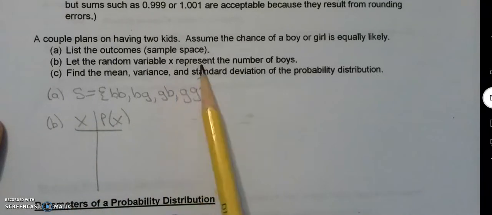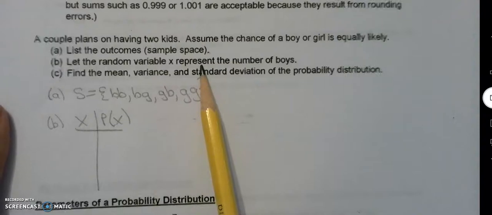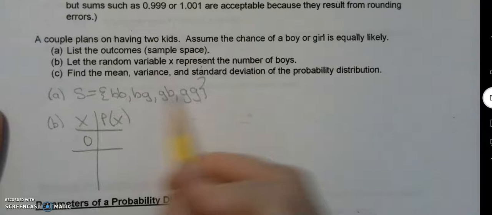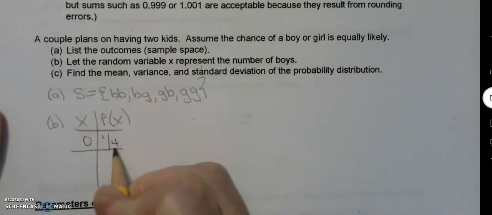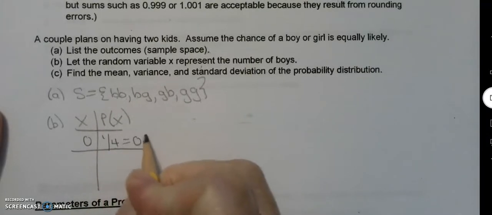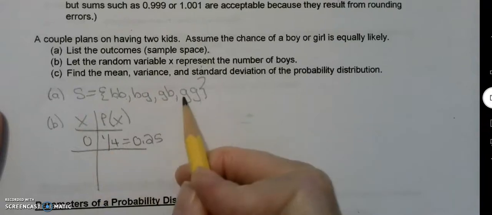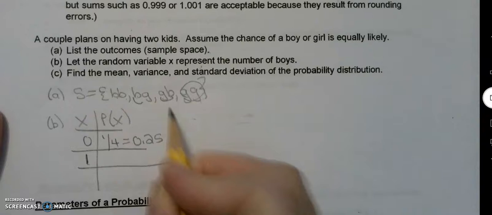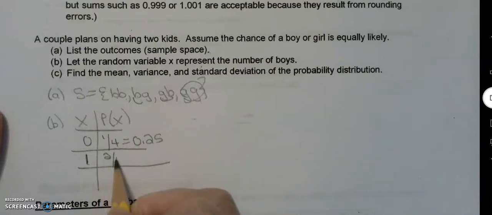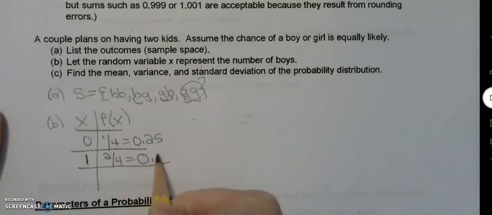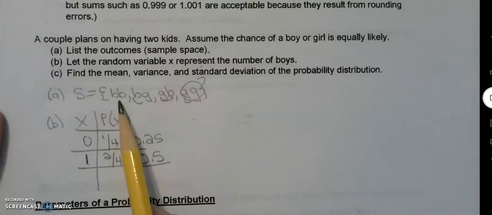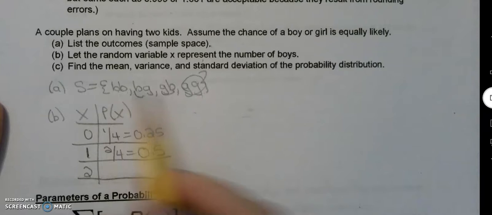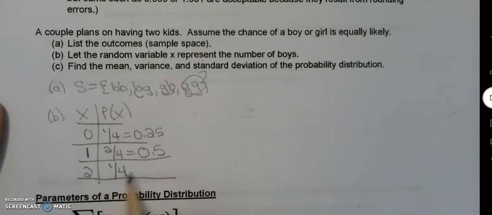Okay, so if X represents the number of boys, how many boys could you have? You could have 0, which is 1 out of 4, or 0.25. Okay, so that's 0 boys. You could have 1 boy, which is these 2, which is 2 out of 4, or 1/2. Or you could have 2 boys. And the probability of 2 boys is 1 out of 4, or 0.25.